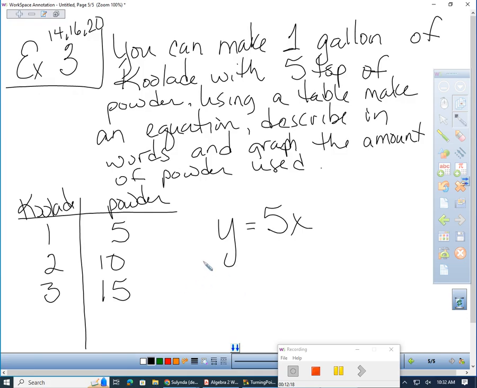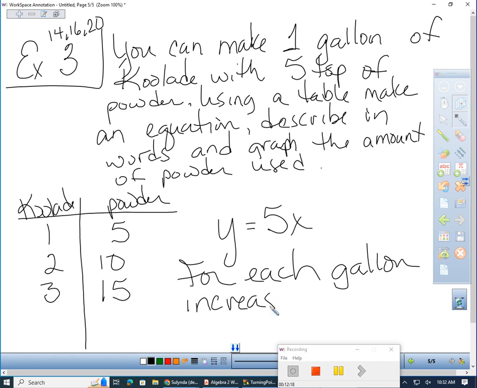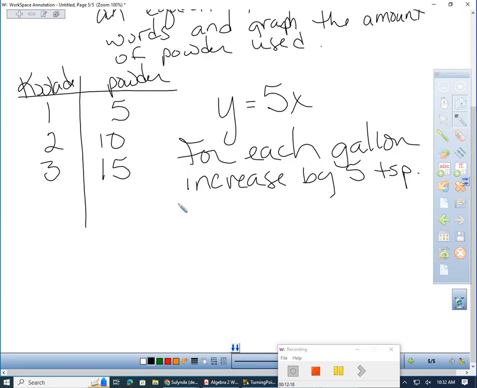We're going to say for each gallon, increase by 5 teaspoons. Now let's put it in a graph. So we have 1, 2, 3, 4, 5. We have 2 gallons, 10. 3 gallons.